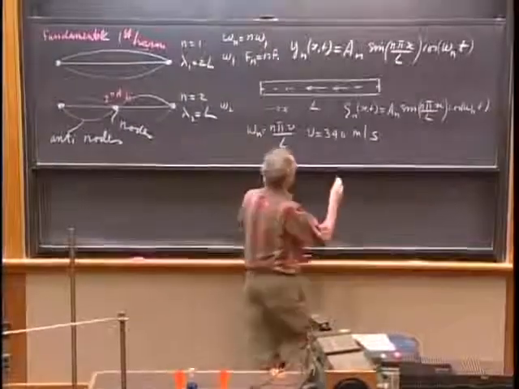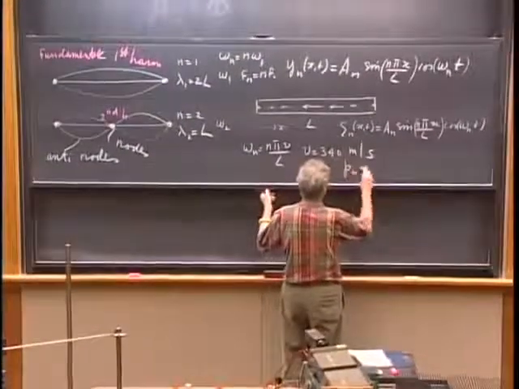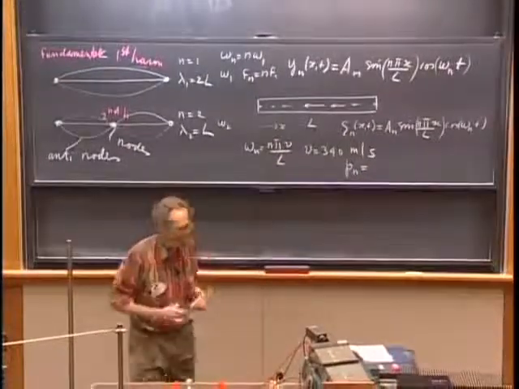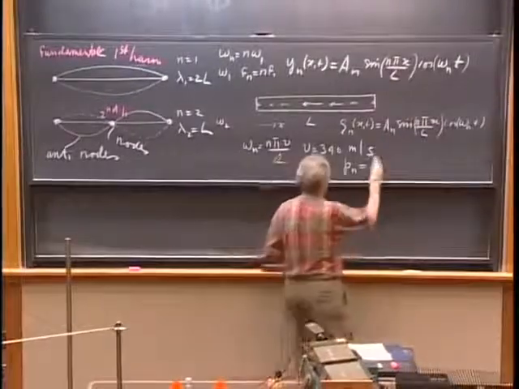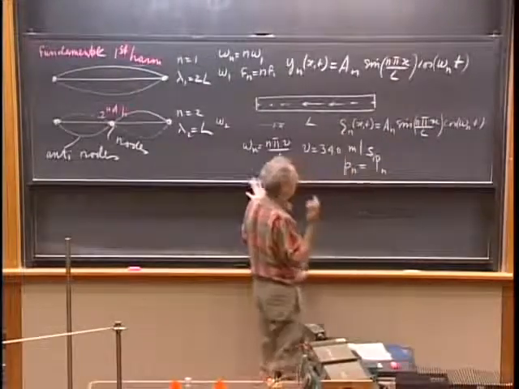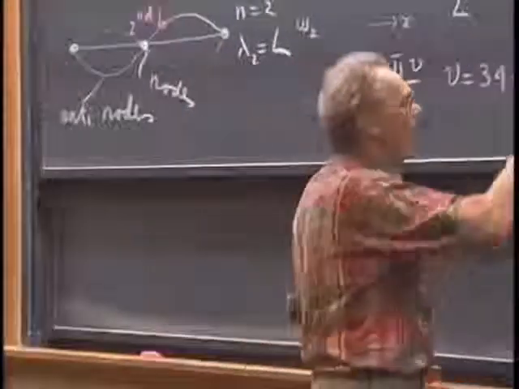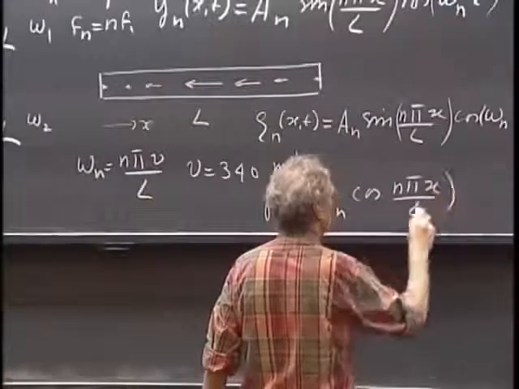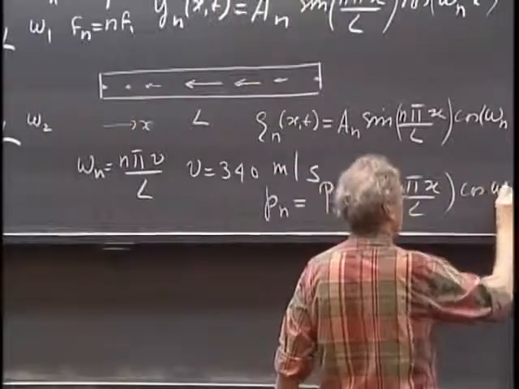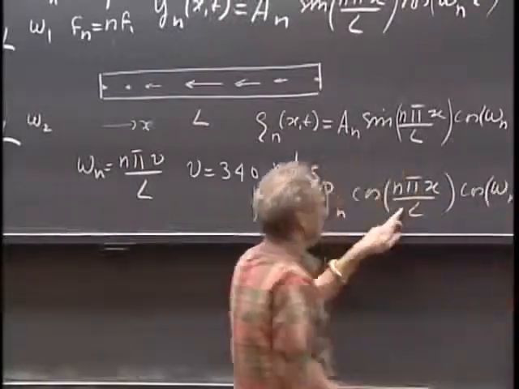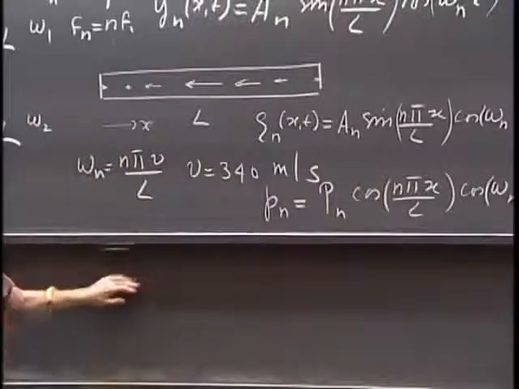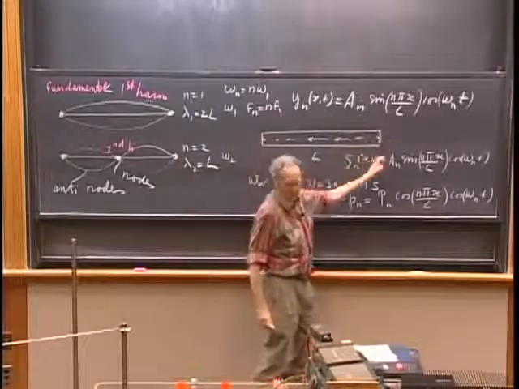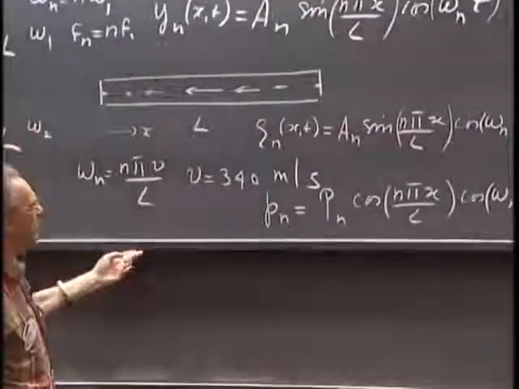And so if you write it down in terms of P, which is now overpressure, it is not the total pressure, but it is what is over and above 1 atmosphere, then you get some amplitude in pressure. I give it just a P of n, and now I get the cosine of n pi x over L, and then I get the cosine of omega n t. And you understand now why you get the cosine, because the antinodes are now here at the ends, which is the consequence of the boundary condition.